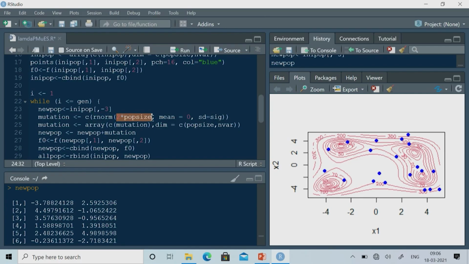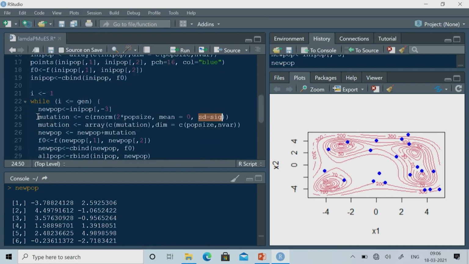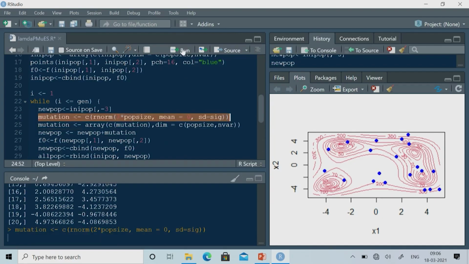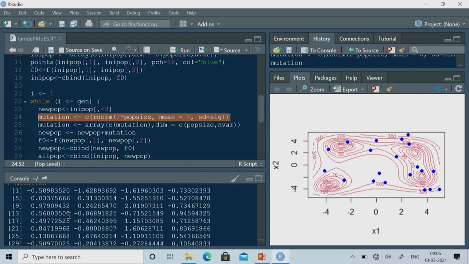So, I need 40 values. Therefore, I am writing 2 into population size, and this random number will be generated with mean 0 and sigma equal to sig. I have defined sig equal to 1. So, this line will generate the mutation value. You can see this is the number it has generated with mean 0 and sigma.